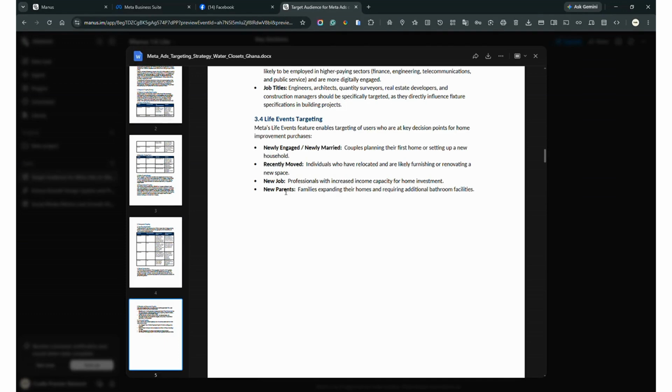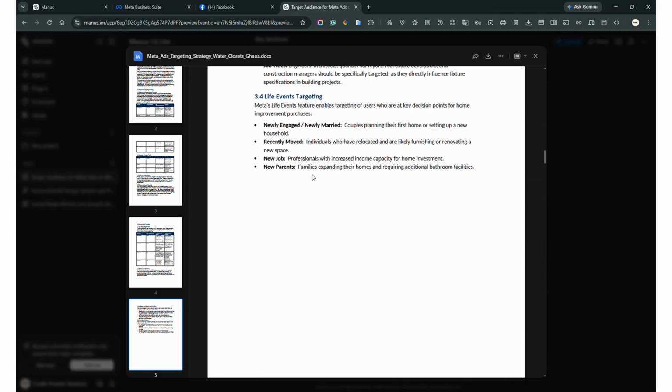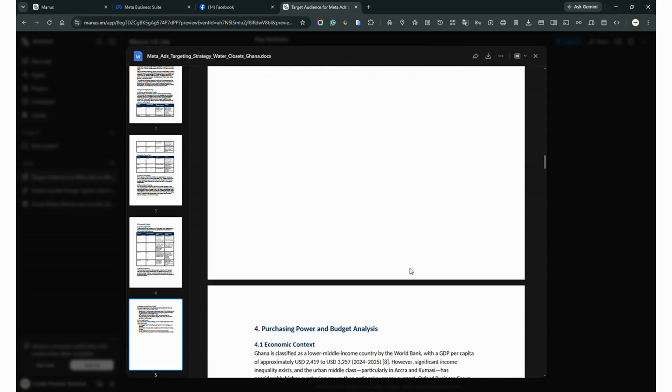And you know, someone who has a new job, there's a high chance that a professional has increased income capacity for home investment. If you definitely get a job, you're likely to either renovate your room or change a few things, or even move from where you are to another place, right? So these people are also good. New parents, so families expanding their homes and requiring additional bathroom facilities will probably need a water closet as well.